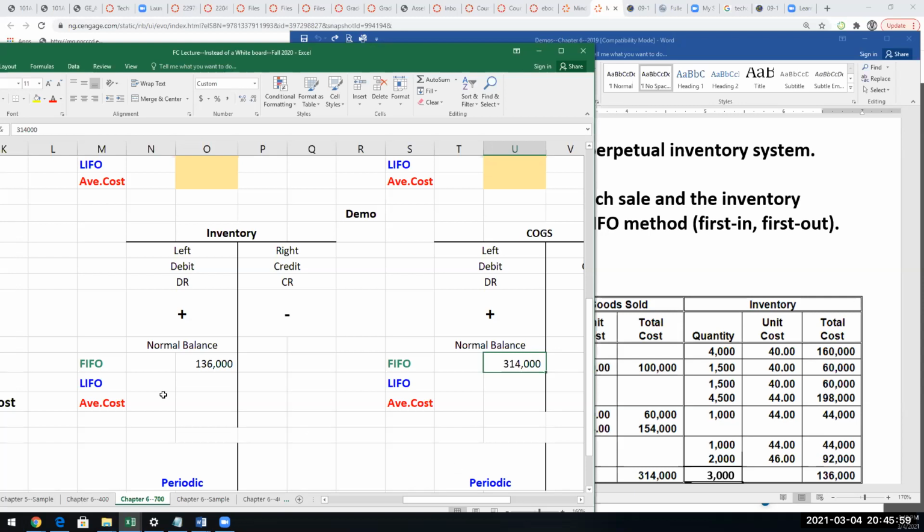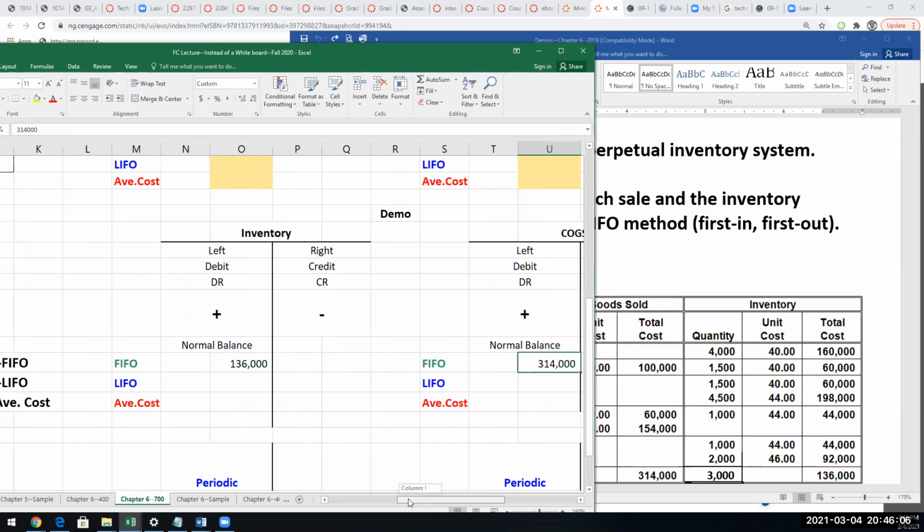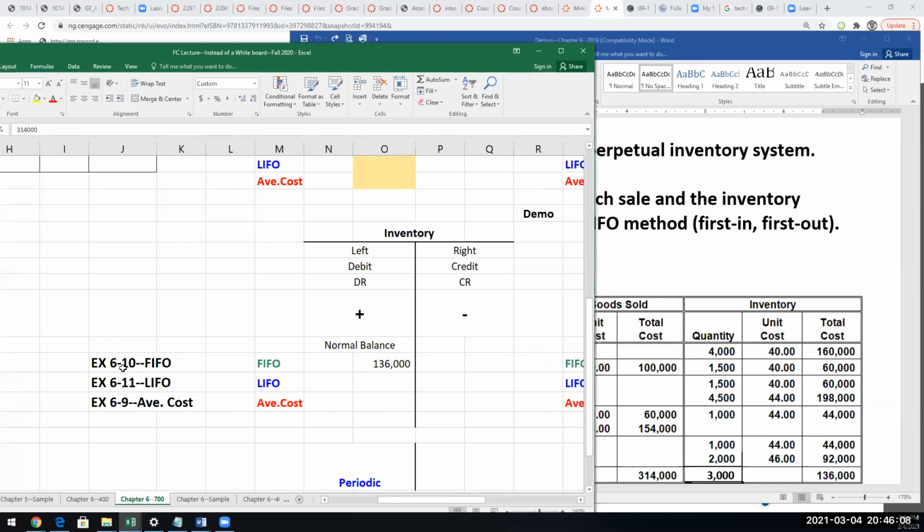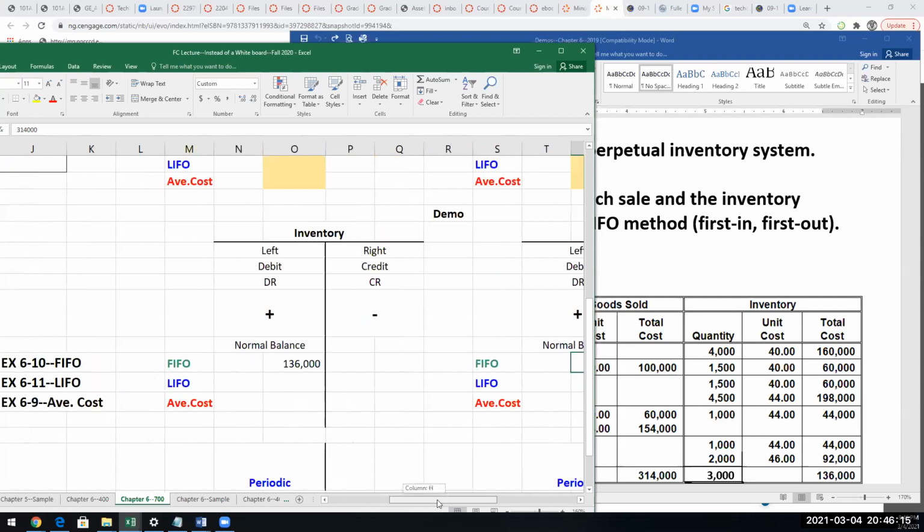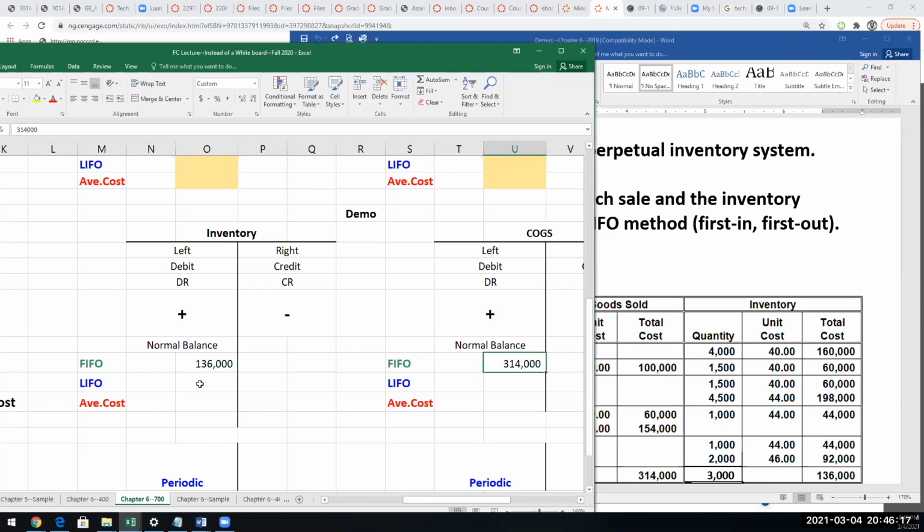So I'm going to pause right now. What we're going to see is that the FIFO has a different number than the LIFO. All these things are part of our exercise. This is 6-10, then we'll do 6-11, then we do 6-9. Those three items are going to have different ending balances for your balance sheet, your inventory, and on your income statement, which is your cost of goods sold. That implies that we're going to have a different net income, a different gross profit, and a different balance sheet number. And they're all correct.